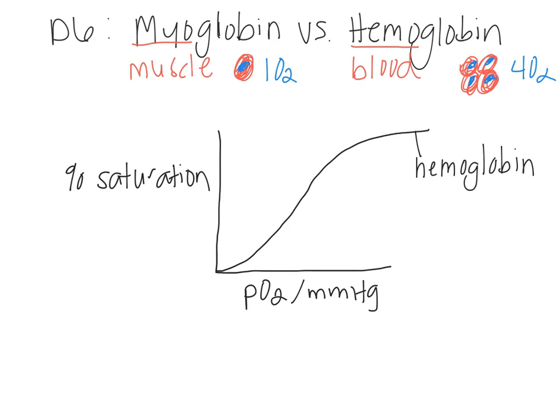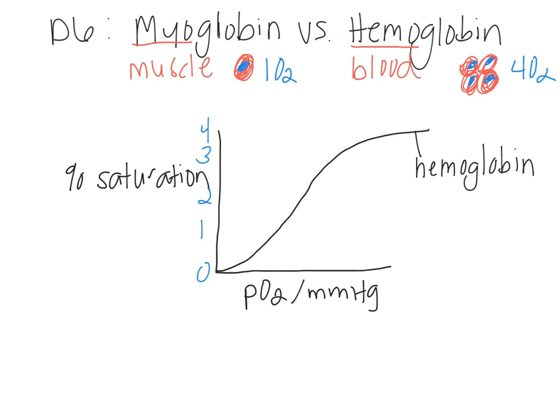Now, hemoglobin has 4 oxygen molecule carrying groups. So it's 4 heme groups. So I'm just going to number them. You don't have to number them. Down here would be 0, then 1, then 2, then 3, then 4 oxygens.